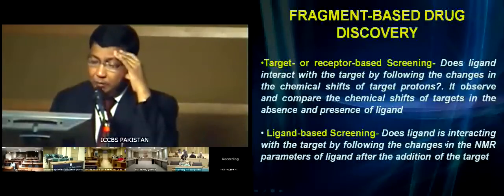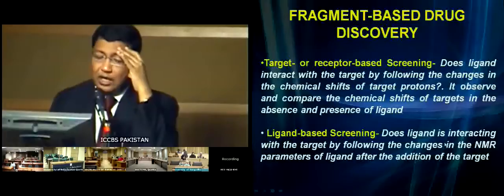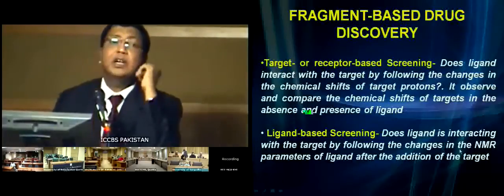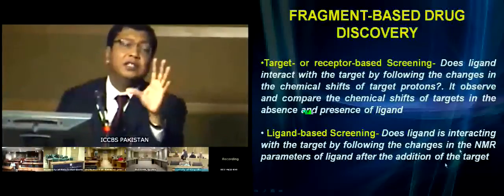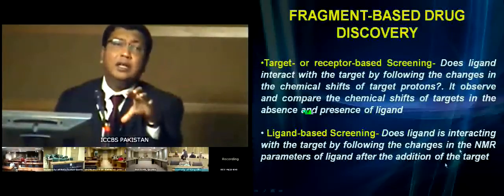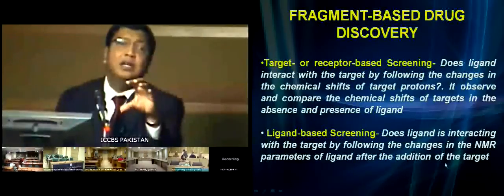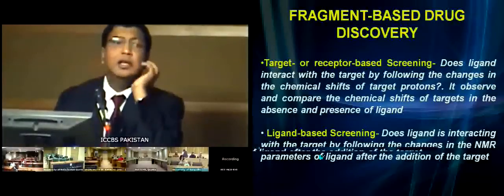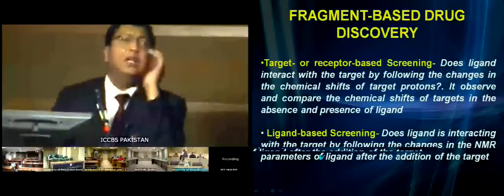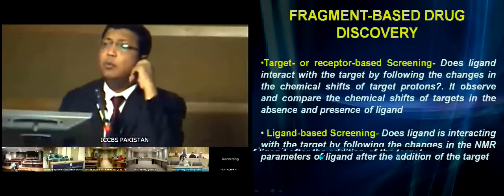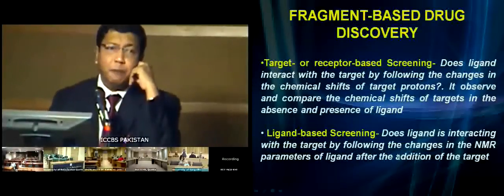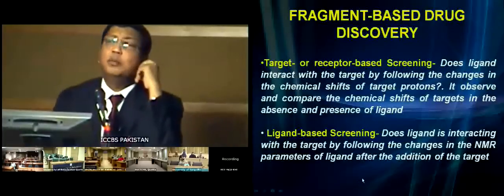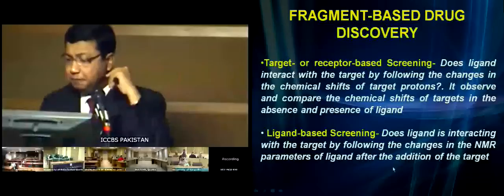ligand-based screening. The ligand is interacting with the target, and how do we know? By observing the changes in the NMR chemical shift of the ligand after the addition of the target. So essentially the same. In one technique you have a receptor, you're observing the receptor, and in the other technique you're observing the ligand. Now I would ask you which technique would be more suitable for initial screening.